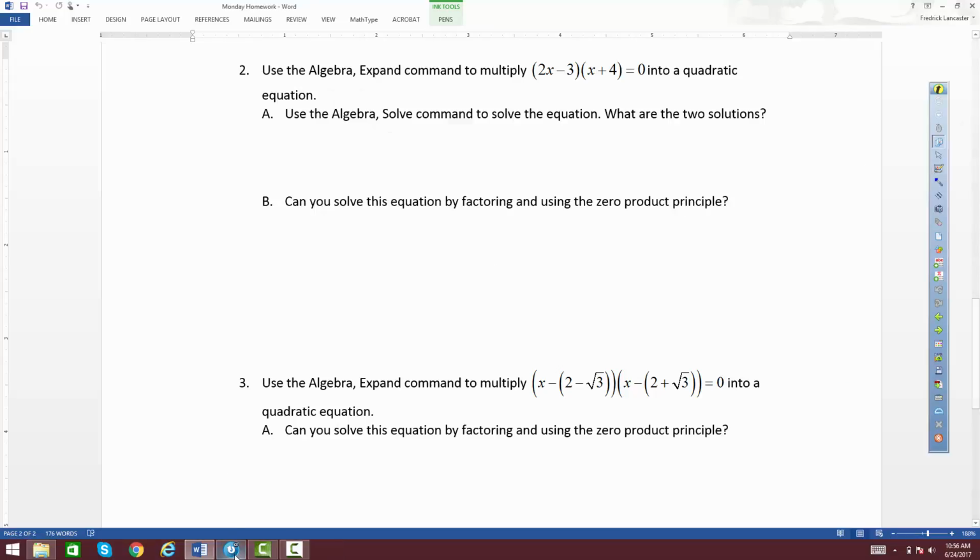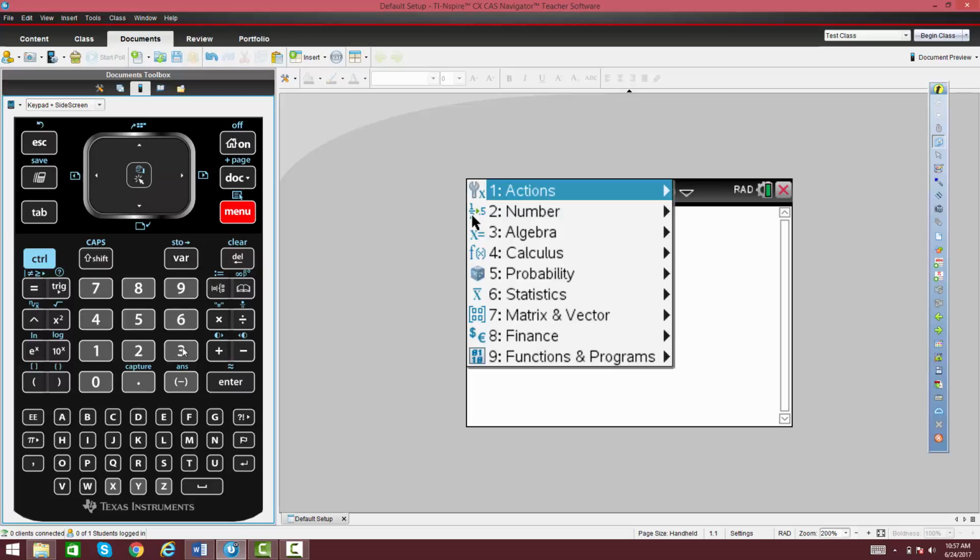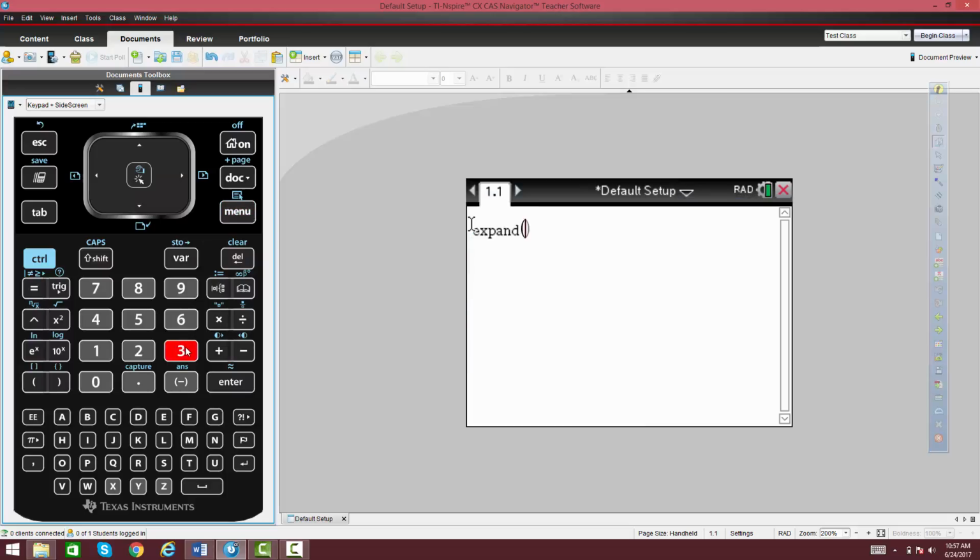So I'm going to go to the calculator. I'm in a calculator page. So I'm going to use menu, 3 for algebra, and 3 for expand. I then put in parenthesis, then 2x minus 3. Use the right arrow to break out of the first set of parentheses, put in another, and then x plus 4. I'm going to hit enter, and the calculator expanded the two binomials into a trinomial.